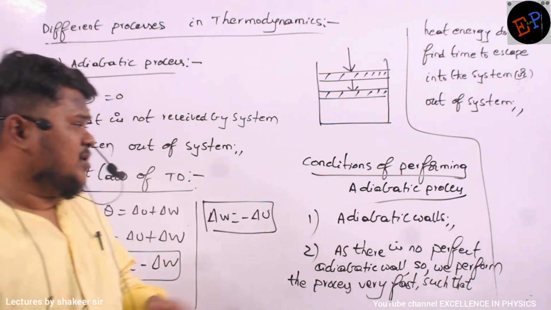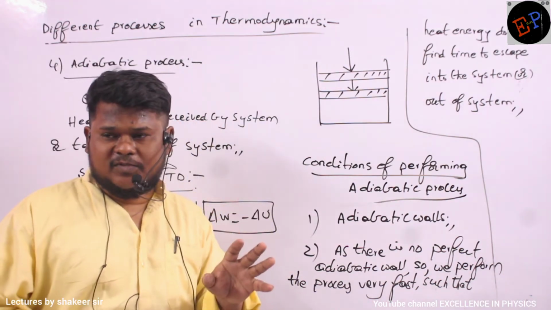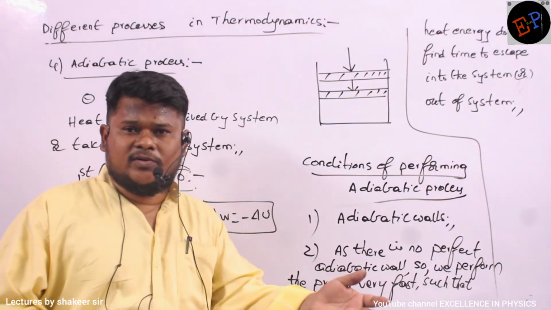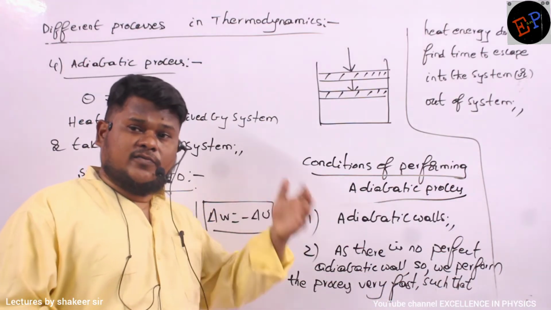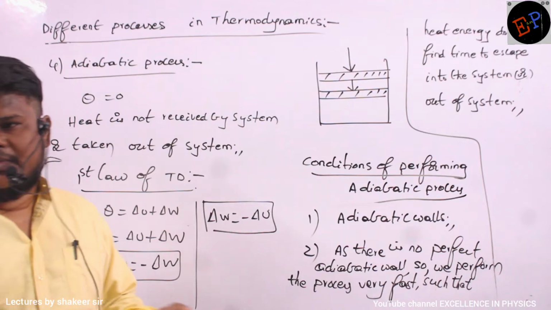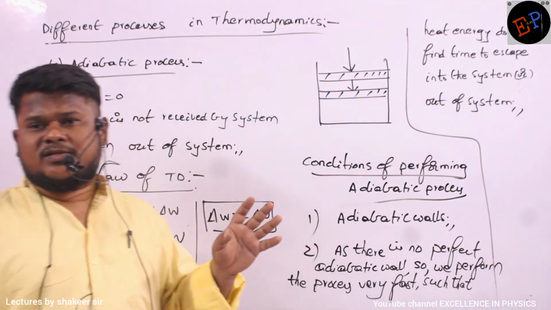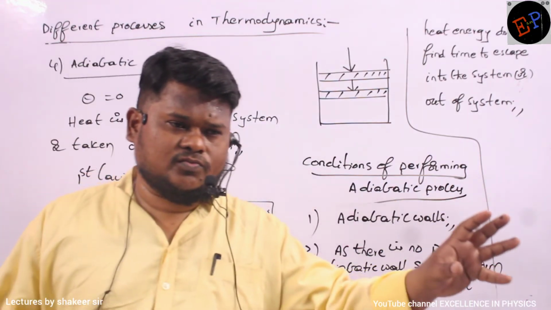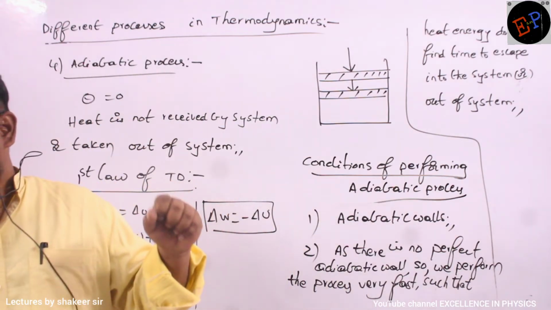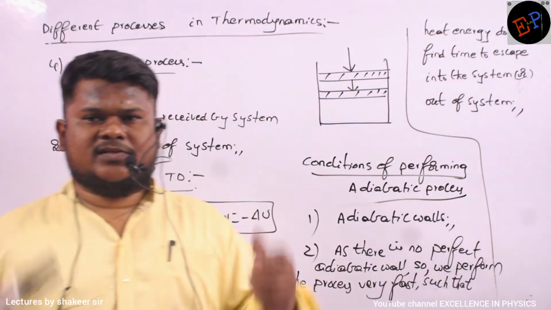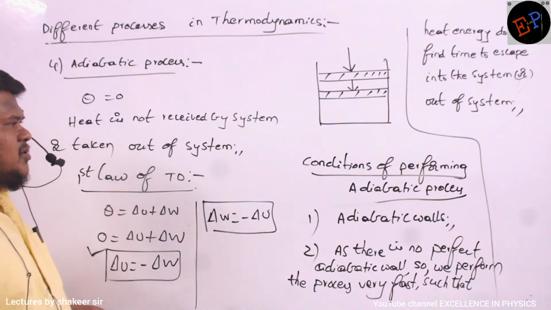So we do the process very fast so that heat energy doesn't go into the surroundings, or it is not taken from the surroundings also. Clear? In the isothermal process, we do the process very slow. But here we are doing the process very fast. That is called an adiabatic process. Are you able to understand, ma?